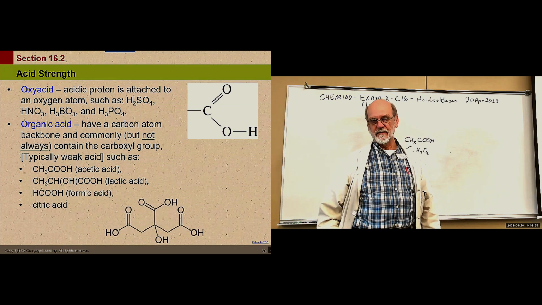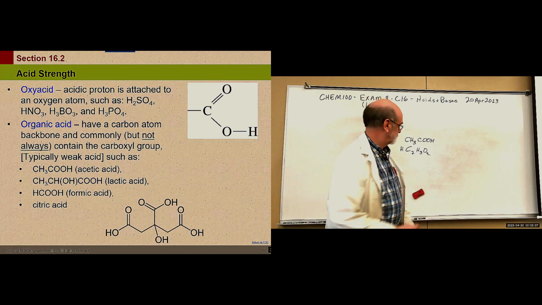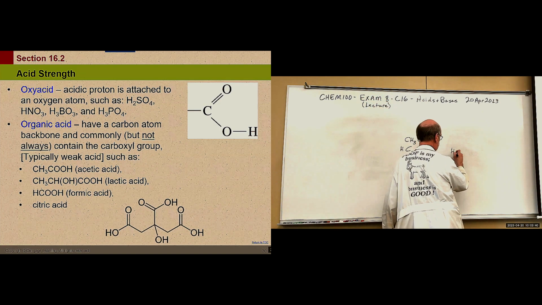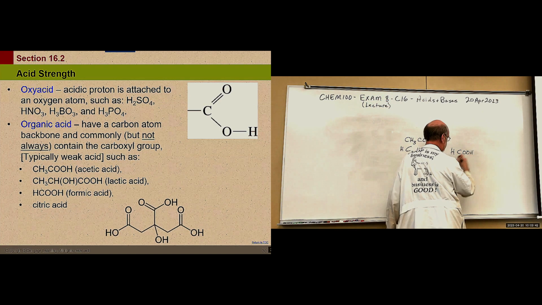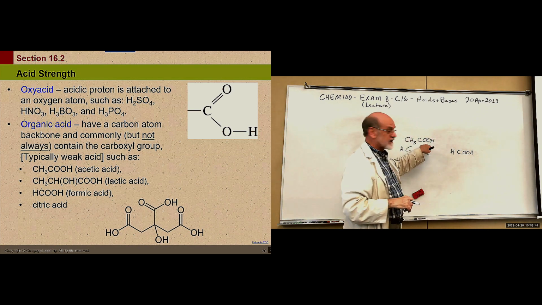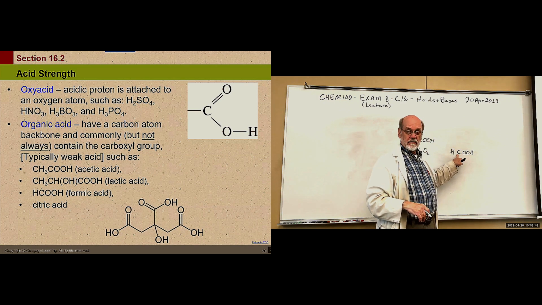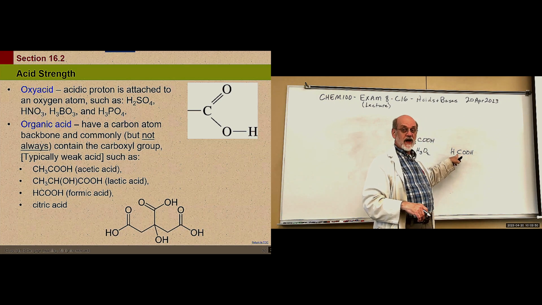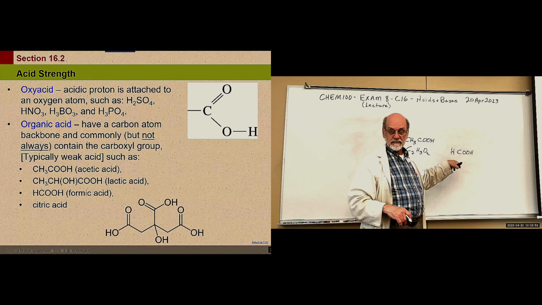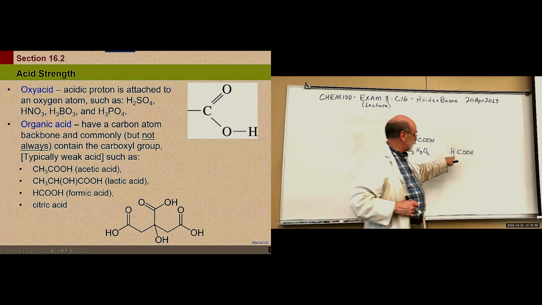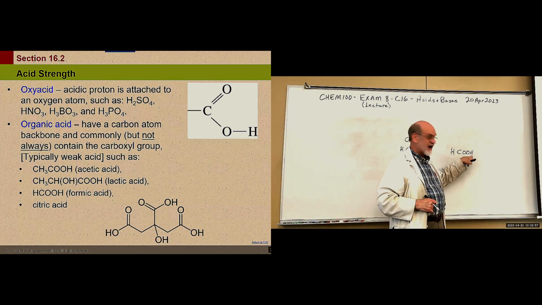Formic acid. Formic acid is a carboxylic acid like acetic acid here. Only the atom attached to this carbon is not another carbon, it's a hydrogen. So this is not the hydrogen that's acidic. That is the hydrogen that's acidic.